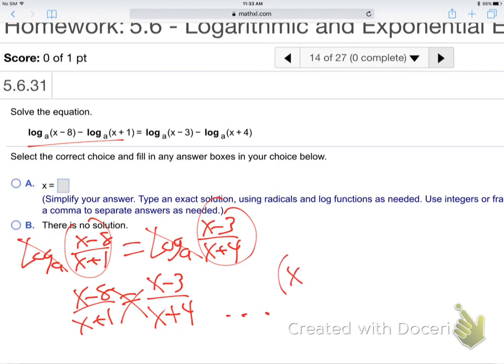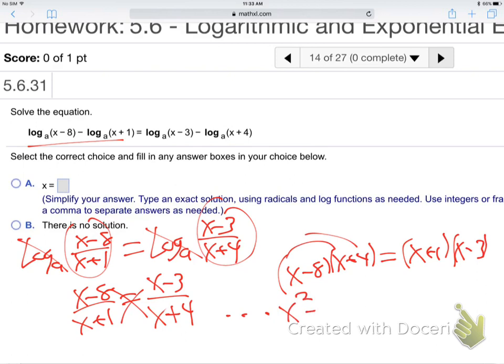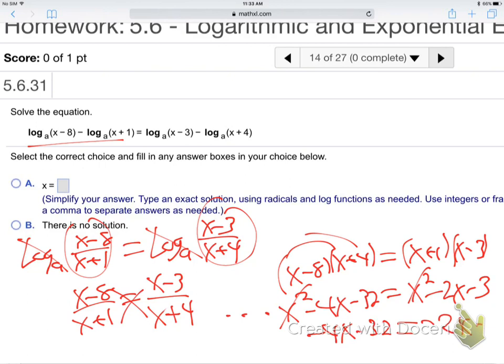Right? So next step would be x minus 8, x plus 4, x plus 1, x minus 3. And then you FOIL this out. You're going to get, I'm just going to skip to it, minus 32, x squared, minus 2x minus 3. Then you're going to drop x squared out of both sides. Like that. Then just solve for x.